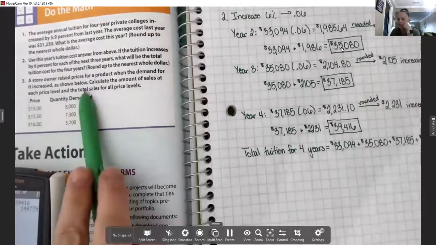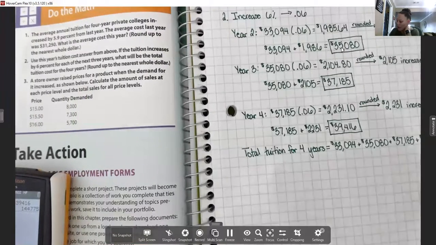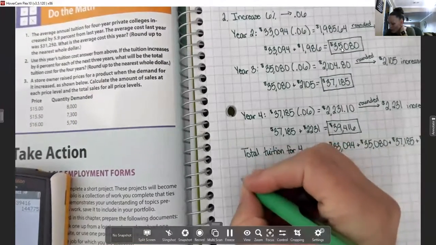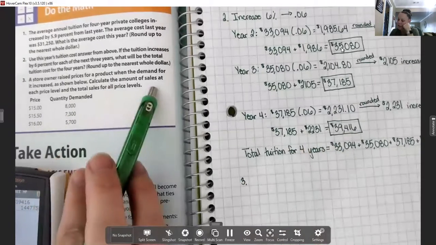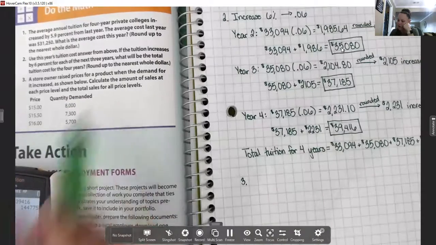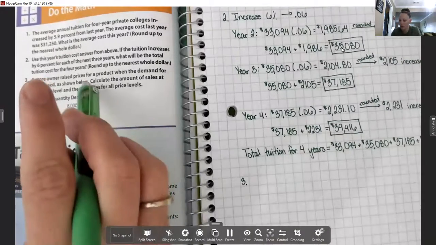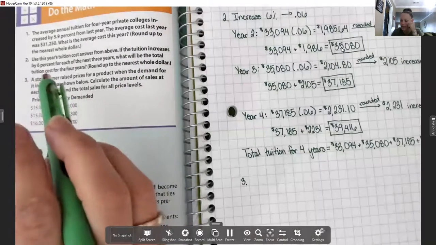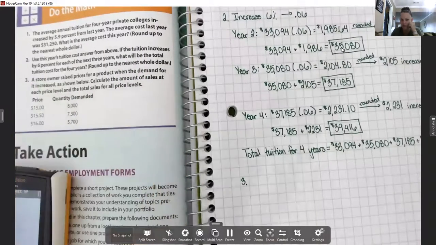So number 3, a store owner raised prices for a product when the demand for it increased as shown below. So remember, if demand goes up, the price typically goes up. Calculate the amount of sales at each price level and the total sales for all price levels. So they sold, I don't know what this product is, 8,000 of them for $15.